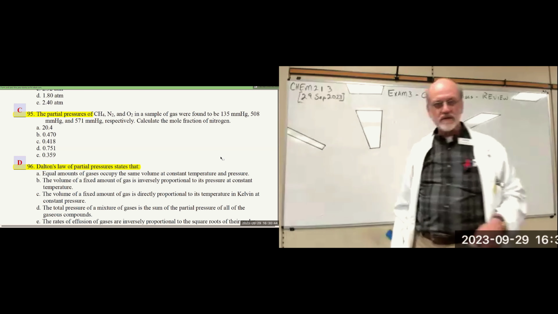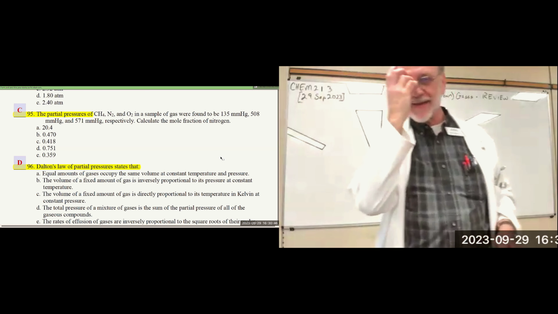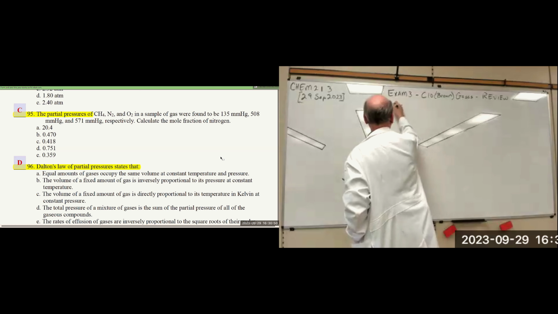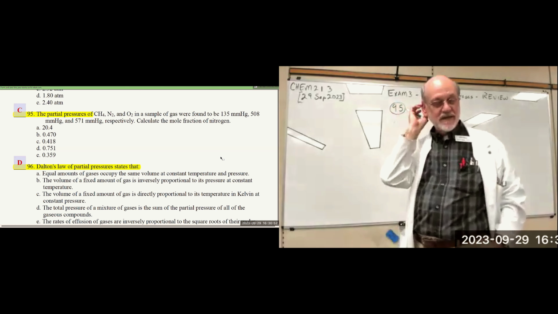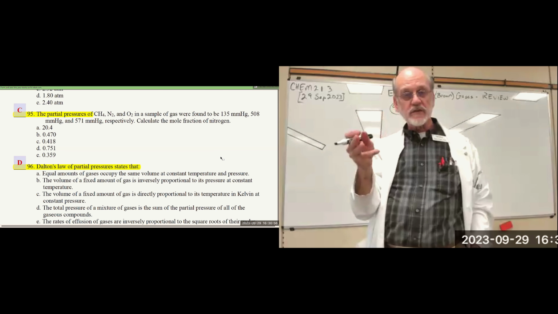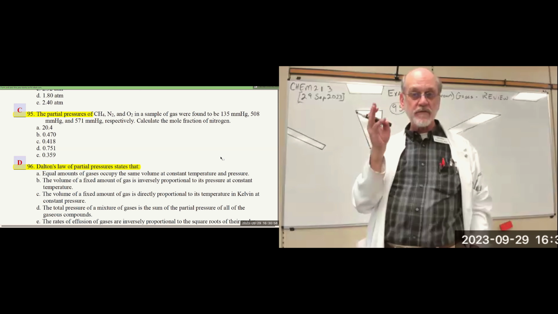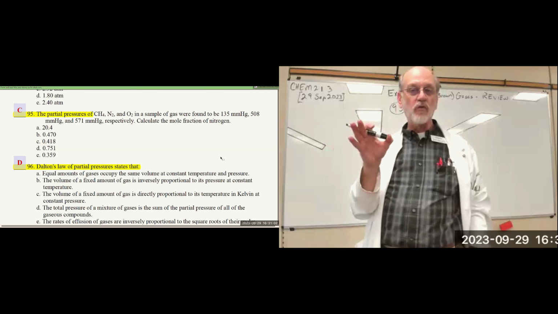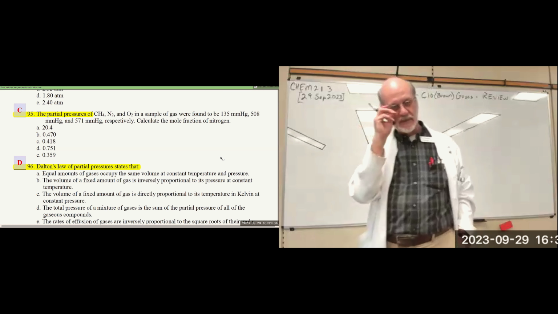All right, what's next? 95. Partial pressures of methane, nitrogen, and oxygen in a sample of gas were found to be 135, 508, and 571, respectively. What's the mole fraction of nitrogen?